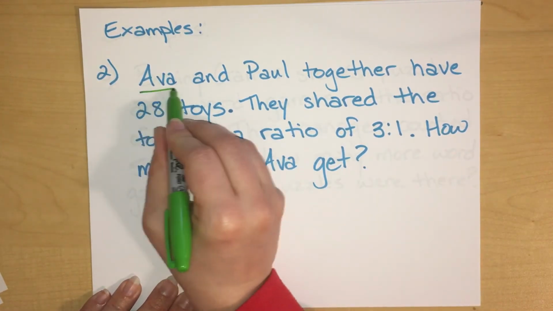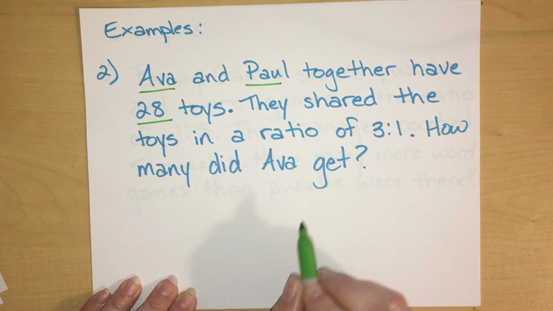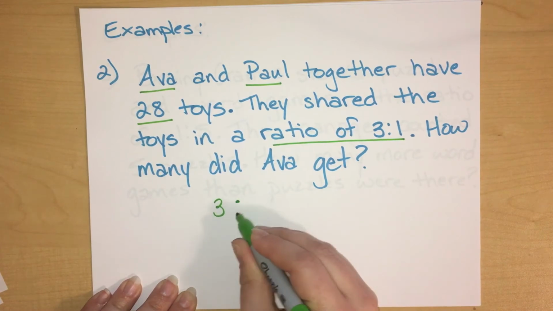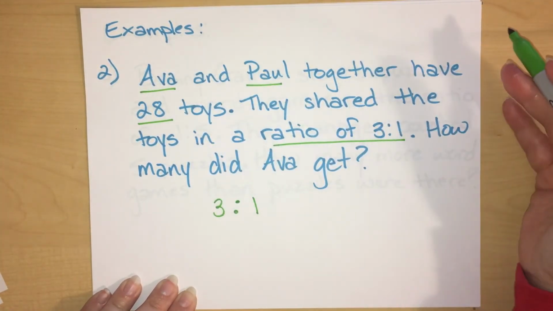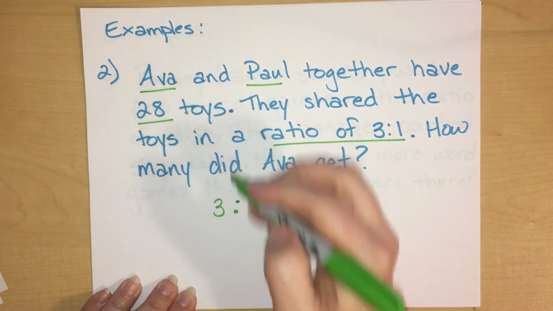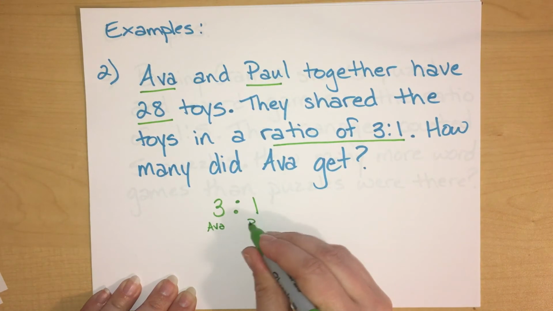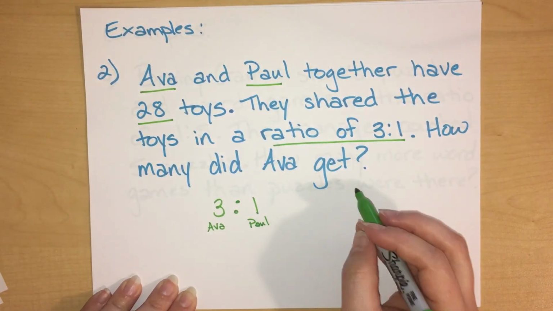Okay, so important things here. Ava and Paul, 28 toys. They shared the toys in a ratio of 3 to 1. Let's start with that 3 to 1. Again, the numbers follow the order that the names come in. So that 3 goes with Ava. That 1 goes with Paul. And all together they have 28 toys.